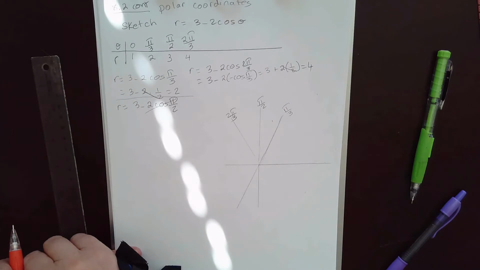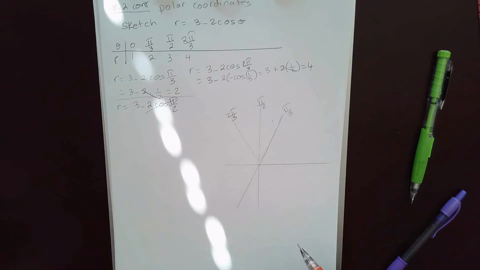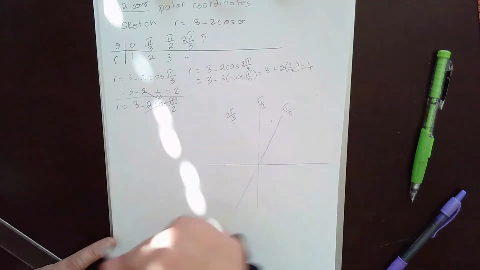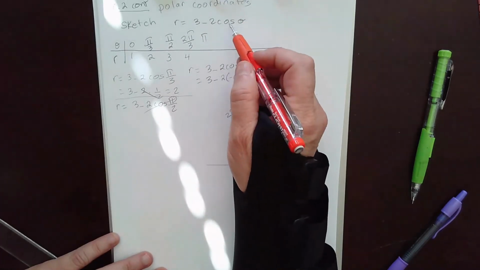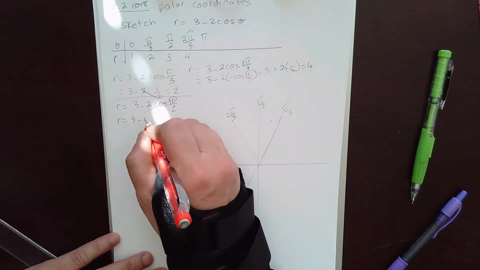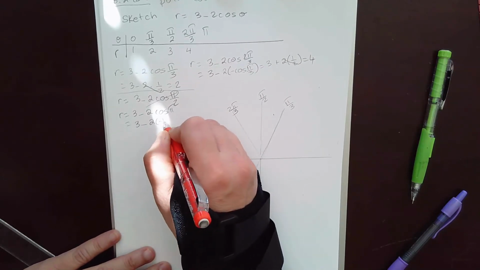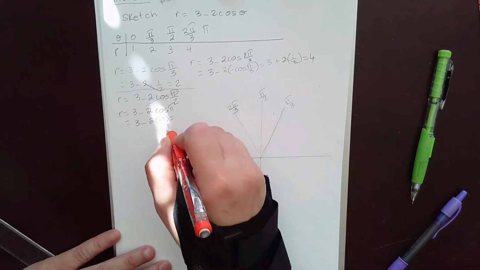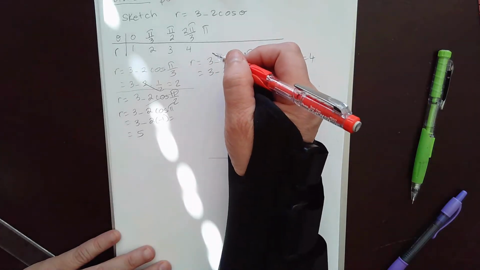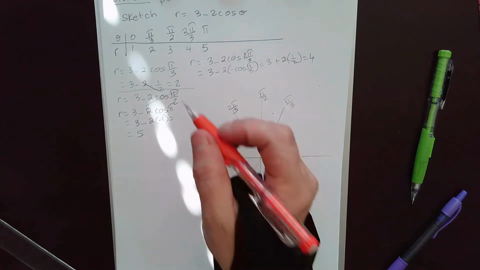Okay, so let's see, we can select pi, right? And let's see what you have here. When theta is pi, what's cosine pi? Cosine pi is -1. If you want, I'll write it down again. 3 minus 2 cosine pi. Cosine pi is -1. So that's 3 plus 2, isn't it? So that would be 5. So when theta is pi, r is 5. You notice it's growing, isn't it?